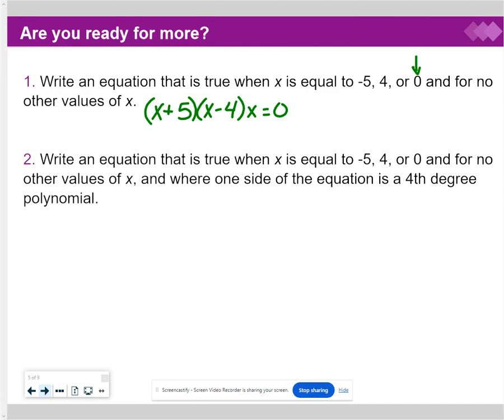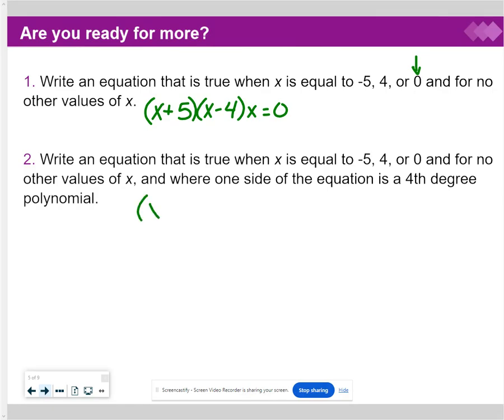All right, what if I have those same answers that I want, but it says no other values of x, but it's got to be a 4th degree polynomial. Not that I actually have to multiply it all together to get like an x to the 4th power, but there's only 3 answers there. And I don't want any extra answers. So to get a 4th answer, I just need to have one of these things be squared. So I would use it twice.